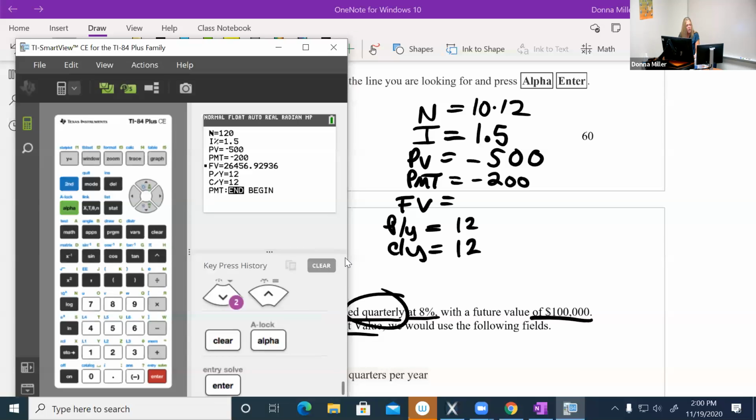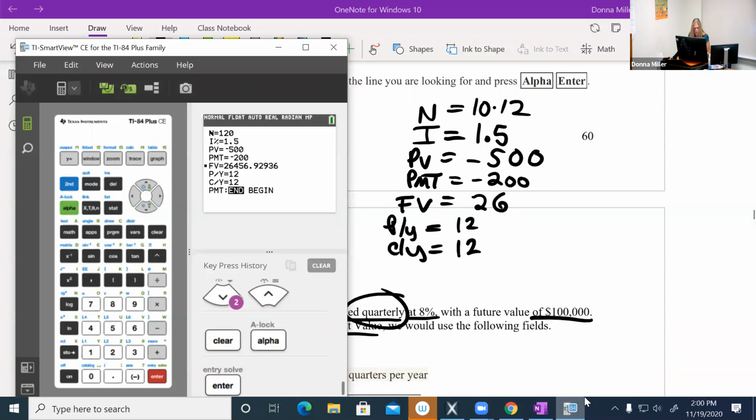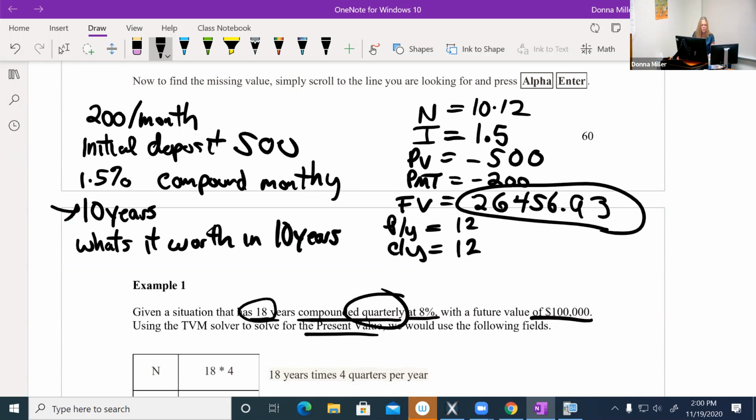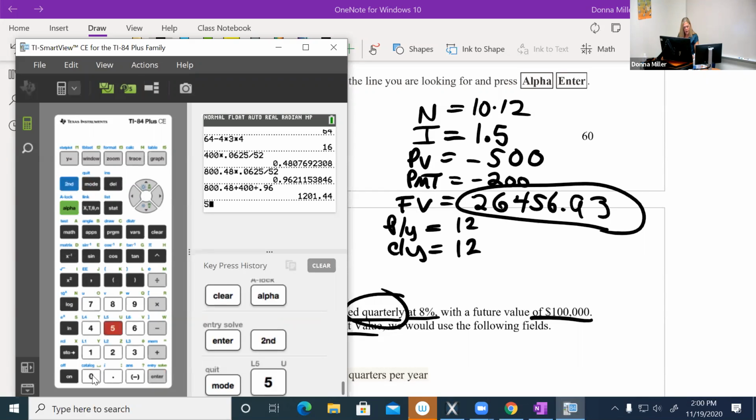If I want to know how much interest I made, let me write down what we'd have: $26,456.93. That's what I have in 10 years. So let's figure out how much interest I earned. It's not going to be a lot because it's 1.5%. I put in $500 plus $200 a month, times 12 per year, times 10 years. So that's the total amount of money I put in.